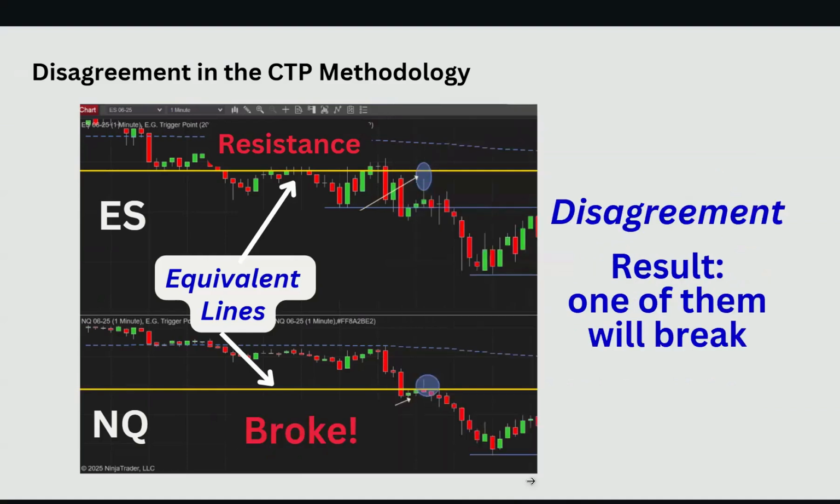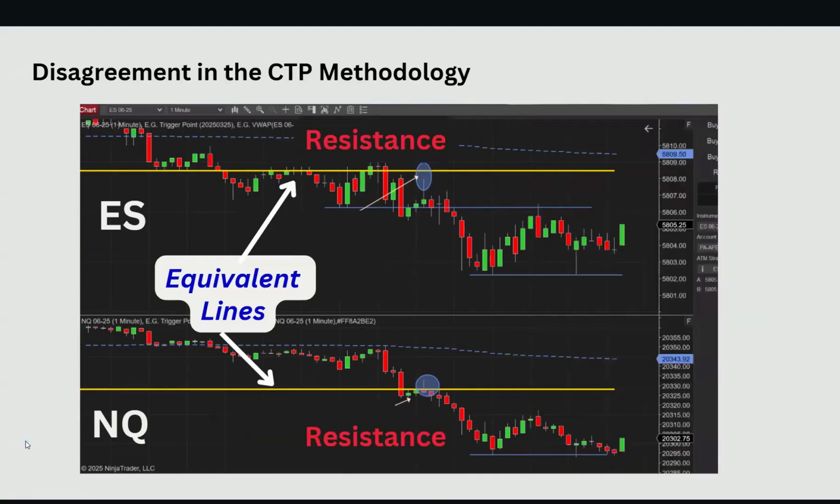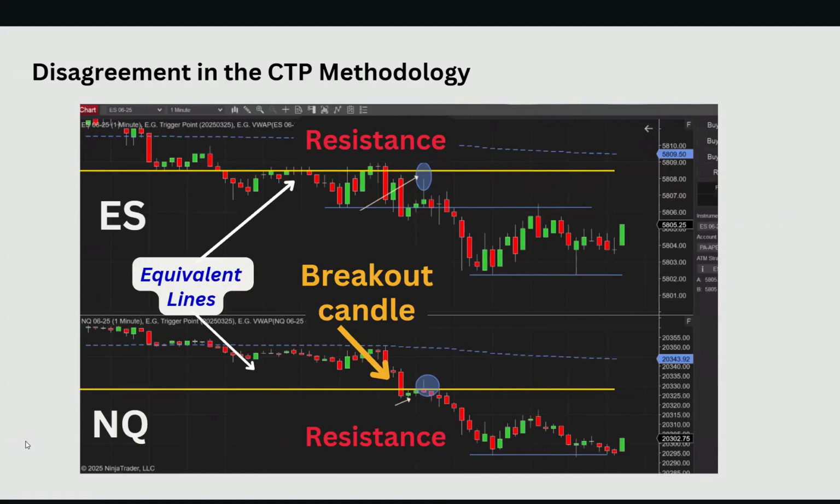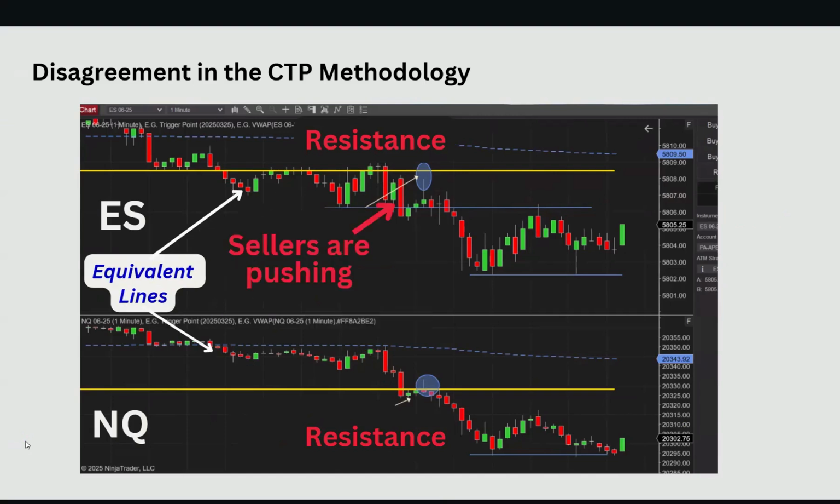The result of disagreement is that one of them will break. In this case, you can see NQ broke. NQ followed ES. In many cases, it can be identified by a breakout candle generated by the follower. ES is the leader here, NQ is the follower, NQ broke its support level, and a beautiful breakout candle was created by NQ. The sellers were pushing to the downside on ES of resistance, and at the same time, a breakout candle was created by NQ.